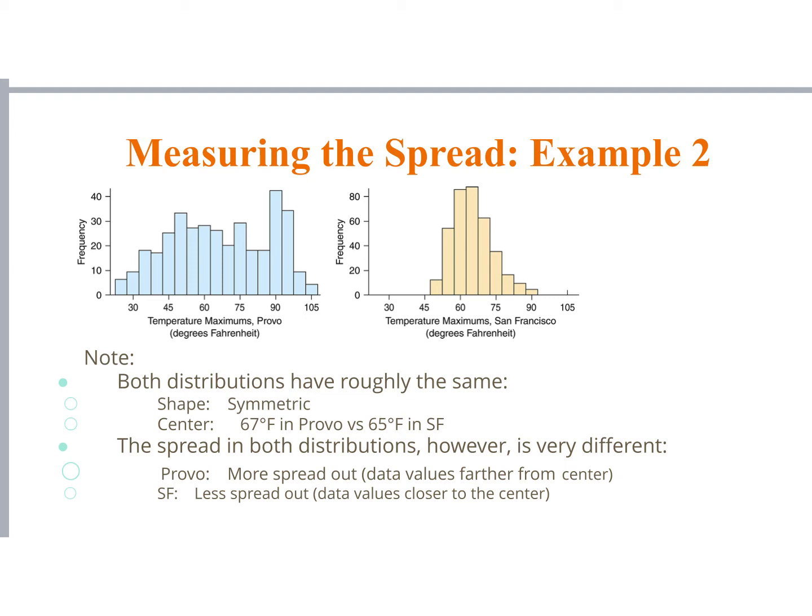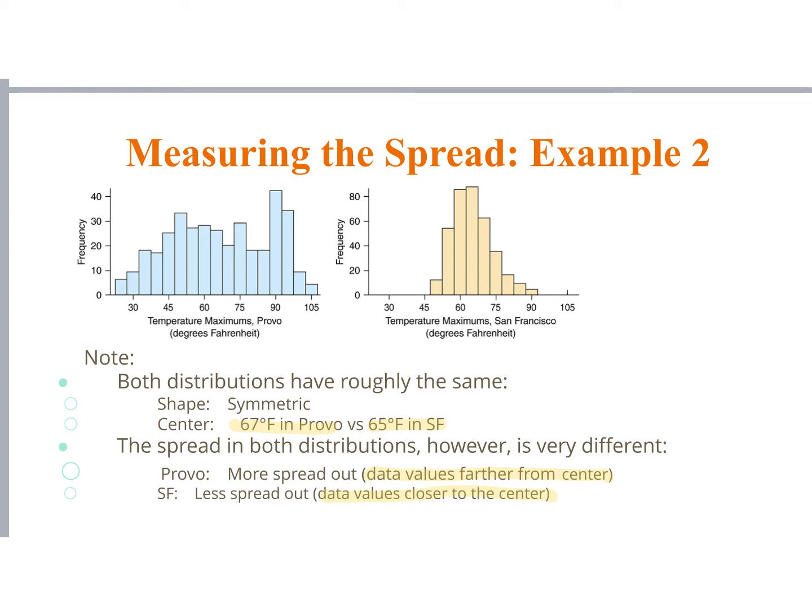Both distributions have roughly the same shape, which is symmetric. The actual center was for both 67 degrees in Provo and 65 in San Francisco. So you can see they're super close, right? That's the center. But the spread in both distributions is very different. In Provo, it's more spread out, which means data values are far from the center, versus in San Francisco, it's less spread out. Data values are closer to the center.